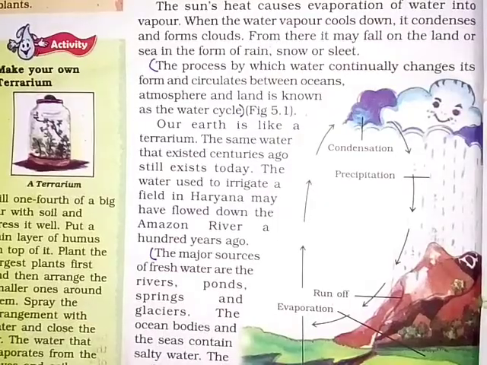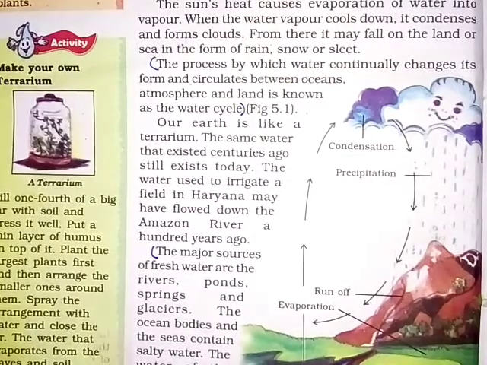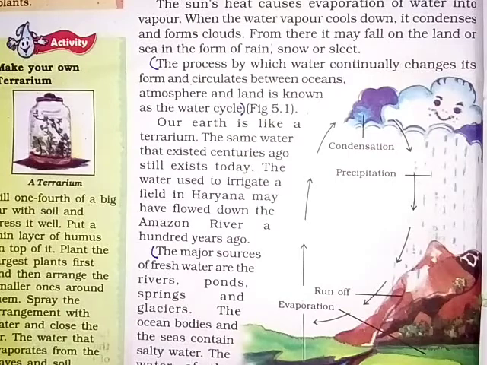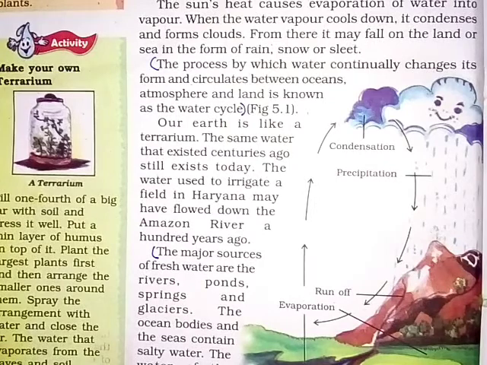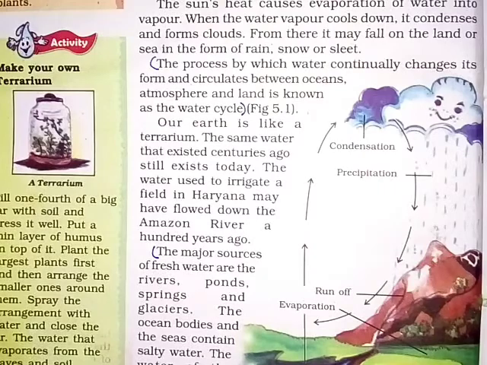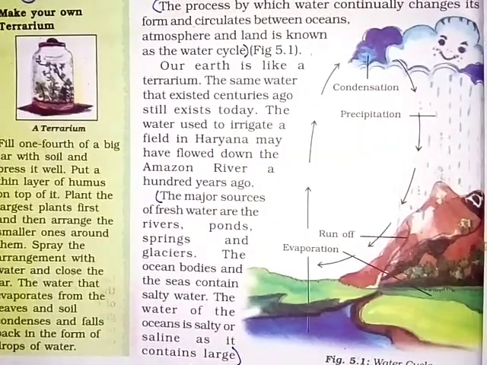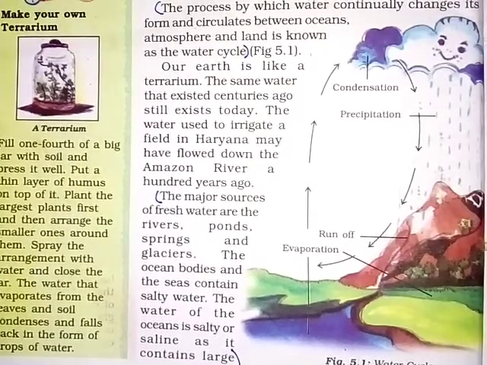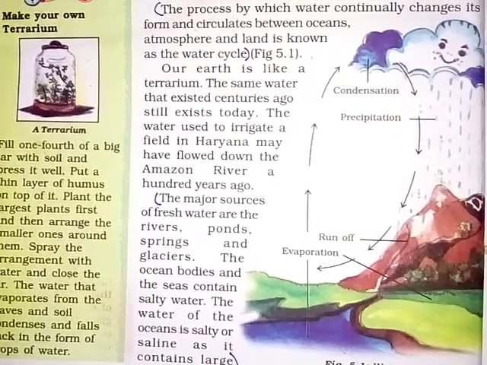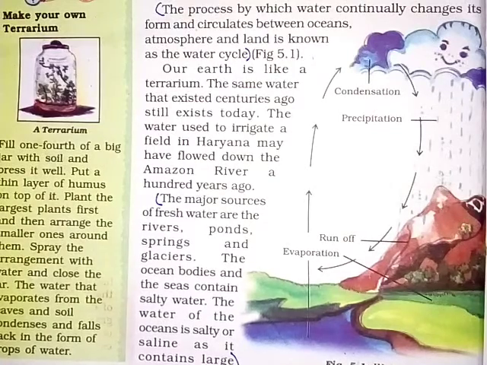The sun's heat causes evaporation of water into the vapor. When the water cools down, it condenses and forms cloud. From there, it may fall on the land or sea in the form of rain, snow or sleet. The process by which water continually changes its form and circulates between oceans, atmosphere and land is known as the water cycle. Our earth is like a terrarium.